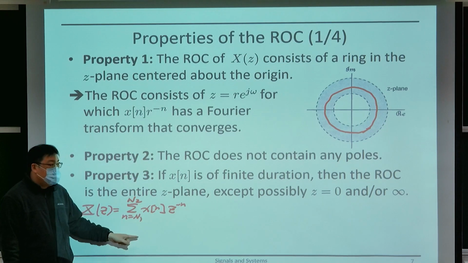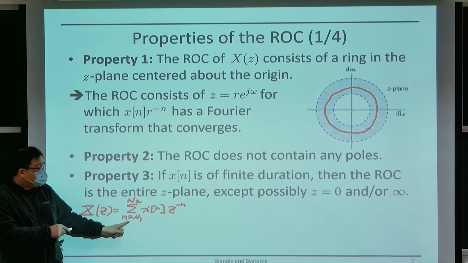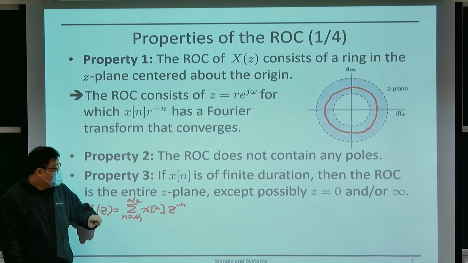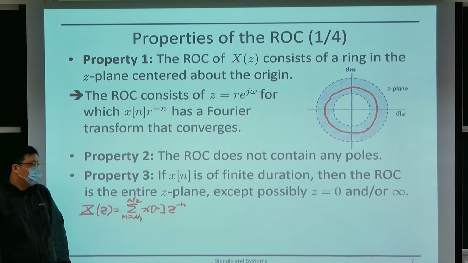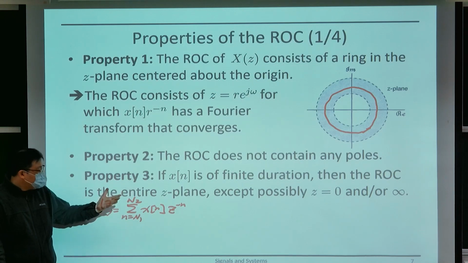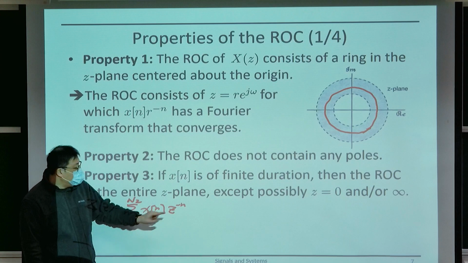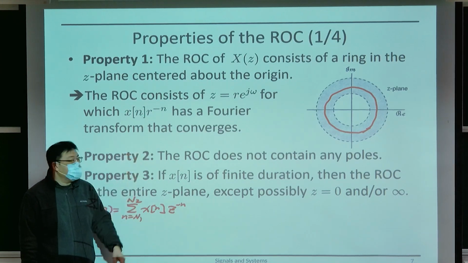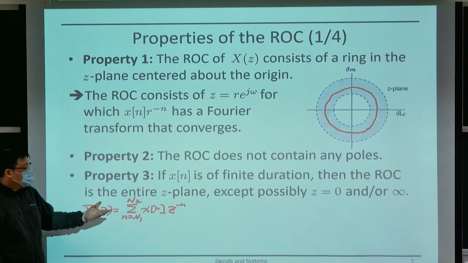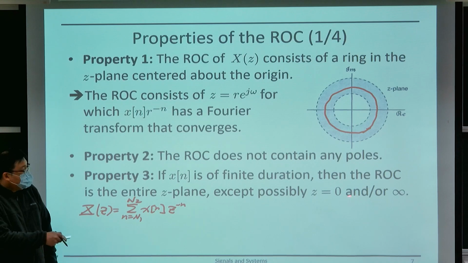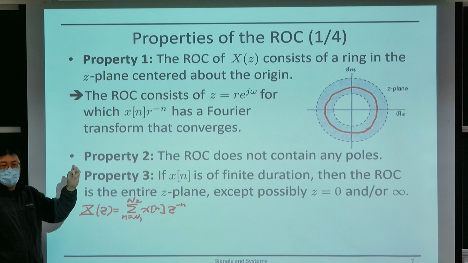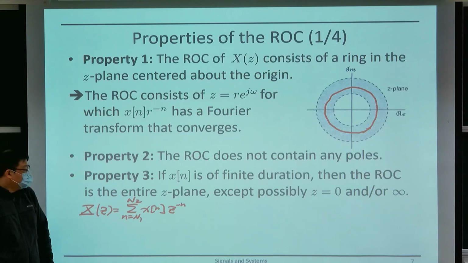If this n1 term is greater than 0, then, well, n1 doesn't have to be greater than 0, but at least if n2 is greater than 0, then you must have some term that is z to the minus of some positive value. So when you plug 0 inside, it will blow up. So if n2 is greater than 0, then you should have a pole at 0, so the region of convergence would not include 0.